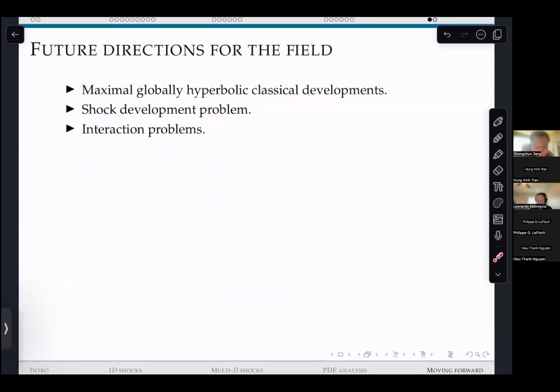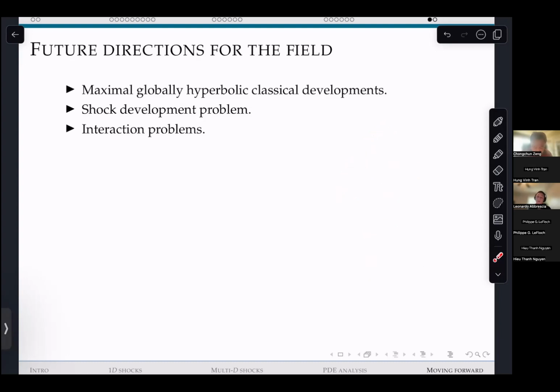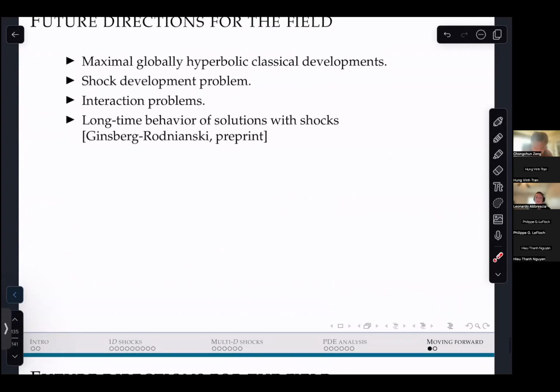So what else is open? Interaction problems. One of the things I'm really interested in is if one Cauchy horizon intersects another one, or a Cauchy horizon intersecting a singular boundary from another shock. That's something I'm also interested in. The issue of global behavior of solutions with shocks is completely open. There's rumored to be a really interesting result coming out soon by Ginsberg and Rodnianski.